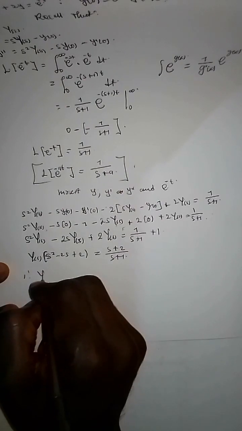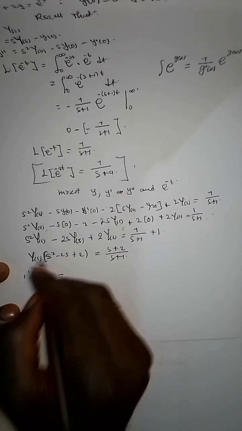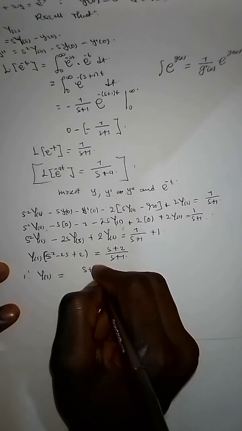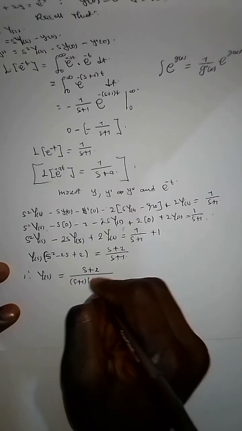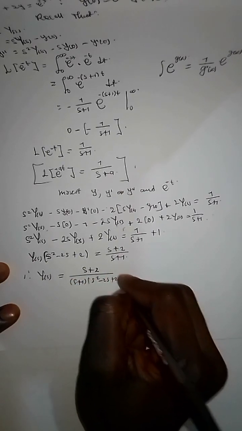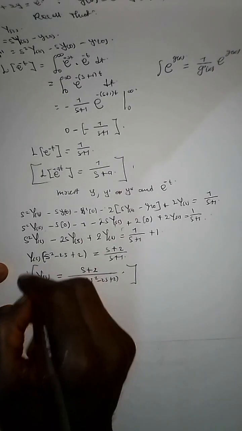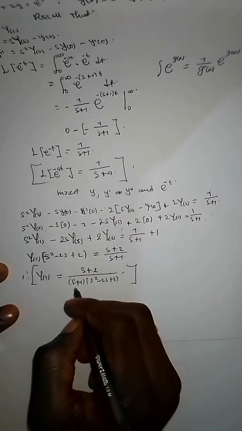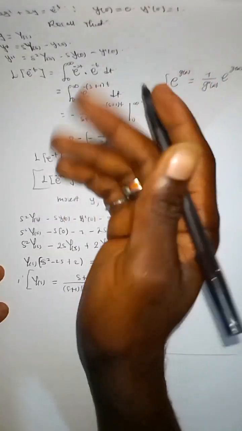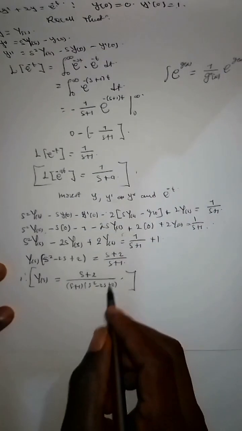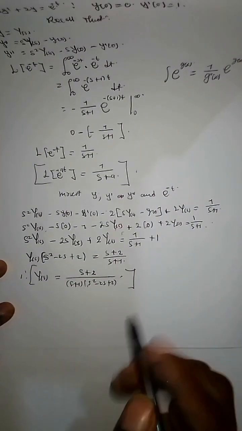Therefore, Y(s) is equal to, we divide all through by this part. We'll be having (s + 2) all over (s + 1)(s² - 2s + 2). So this is the function in the s domain. Now remember, we are solving this initial value problem which has been given in the time domain, so we have to transfer this function back to the time domain.